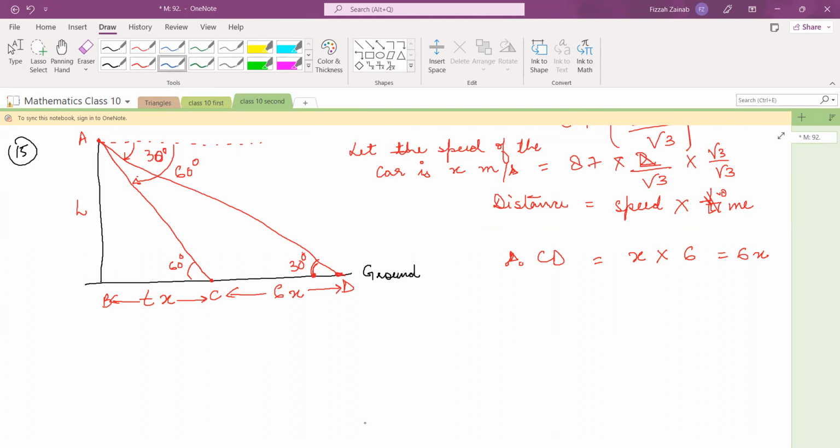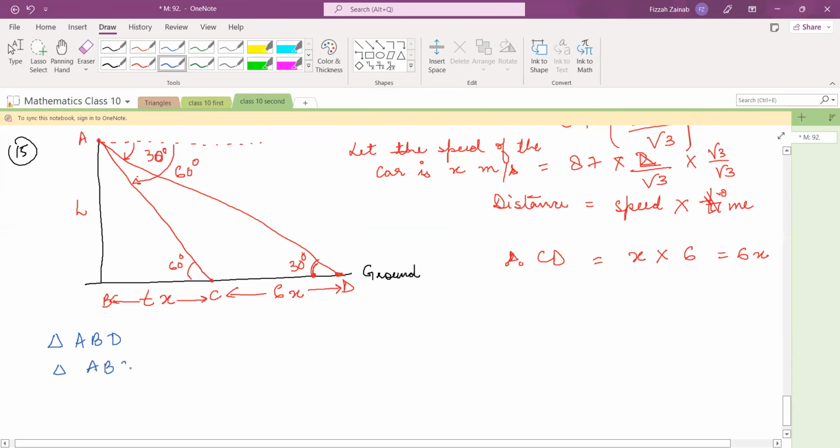All right. Now you see in the figure, there are two triangles, right? The first triangle I can see is the right triangle ABD, clear? And the other right triangle I can see is triangle ABC. So in both the triangles, I'm going to use tan, right? So in triangle ABD, my tan of 30 degrees becomes perpendicular upon base. So that means h divided by BC, that means TX plus 6X.